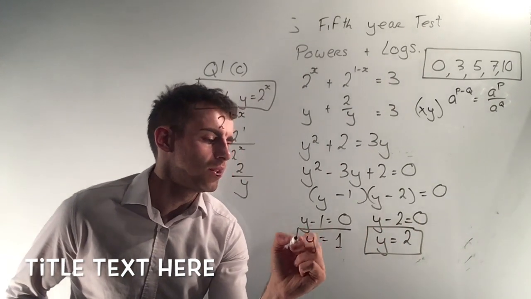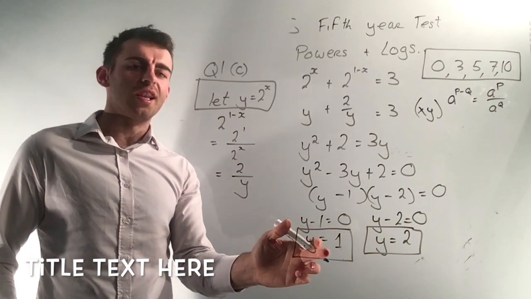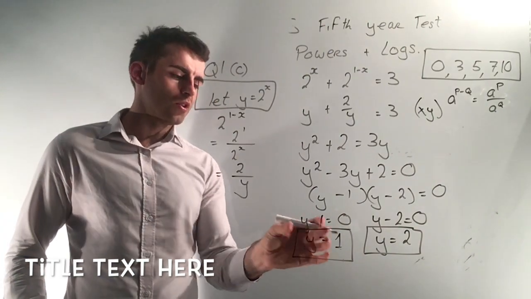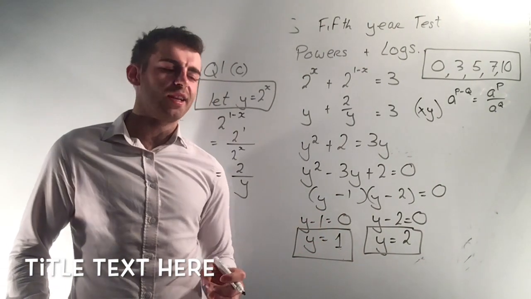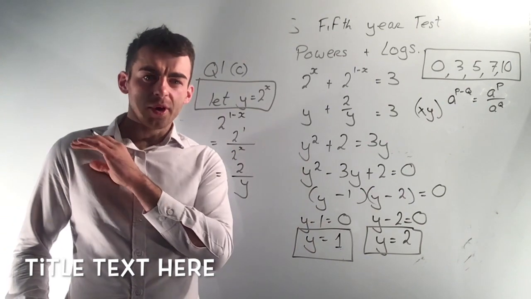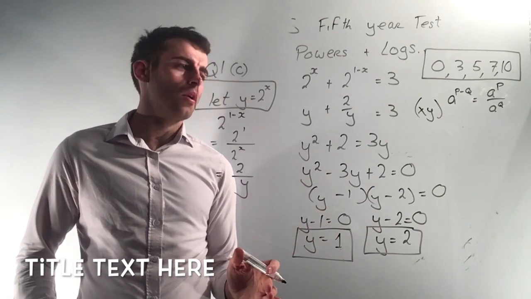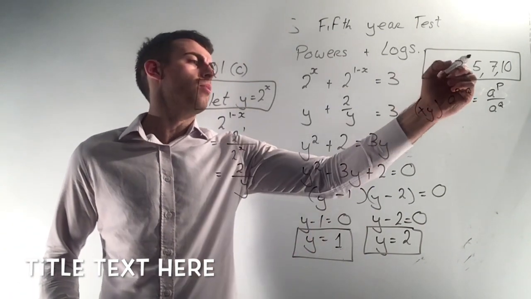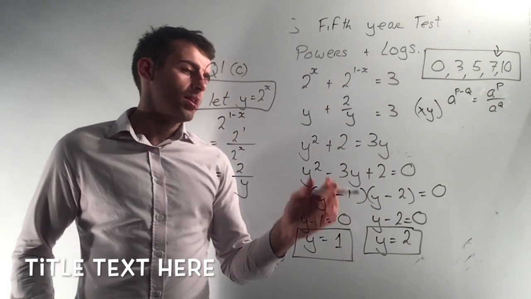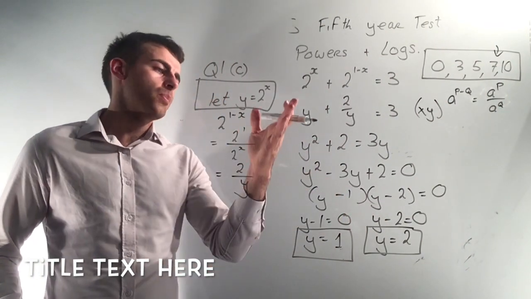Now, a lot of people got these answers and then for some reason eliminated the y equals 1. There's no reason why y equals 1 isn't a valid answer. Remember, I have no interest in my y. I need to find my x. So at the moment you're on 7 out of 10. You need to go back and find your x.